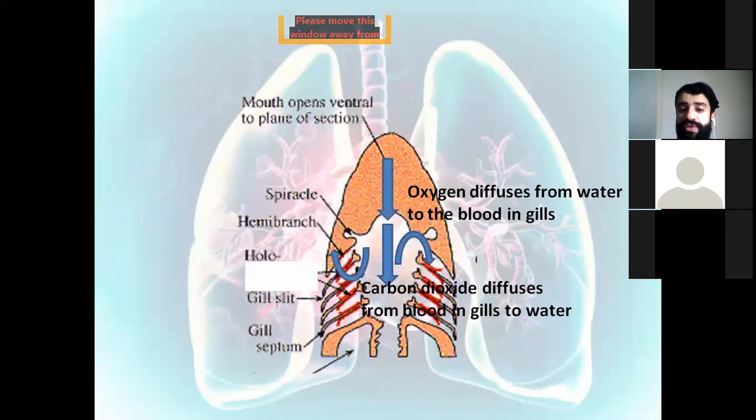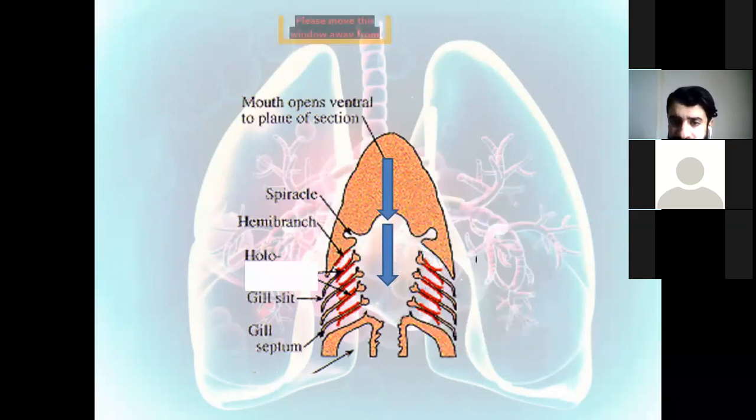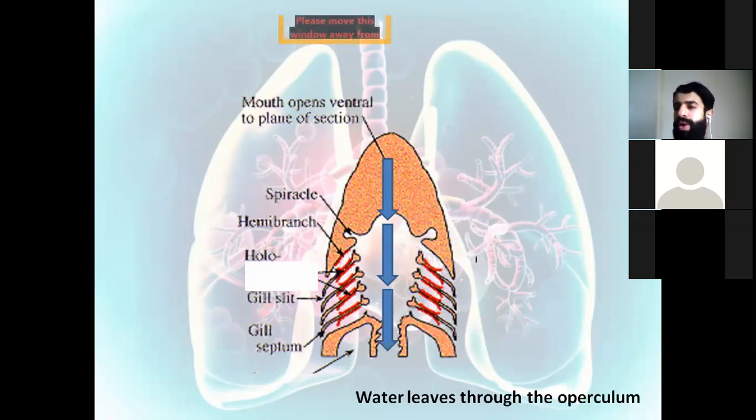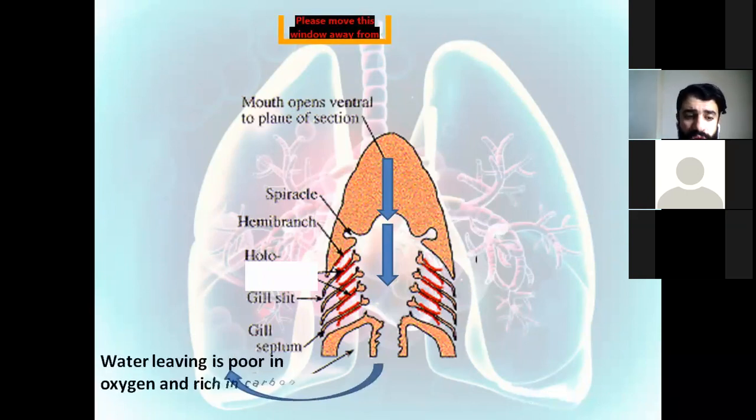Carbon dioxide will diffuse from where? From the blood that contains a high amount of carbon dioxide to the water that contains a low amount of carbon dioxide. And then the water will leave through what? Through the upper column. So the water leaving is going to be poor in oxygen. Why? Because the fish will use the oxygen and it will release carbon dioxide. So the water will be rich in carbon dioxide.